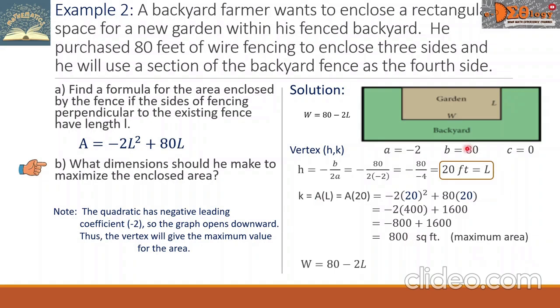So let us solve now for the W using this formula here. That is 80 minus 2L. Again, our L is 20, so we substitute it here. So we have 80 minus 2 times 20. 2 times 20 is 40. So 80 minus 40 is 40. This is in feet. This is the width. So we have the answers. 20 for L, 40 for W.